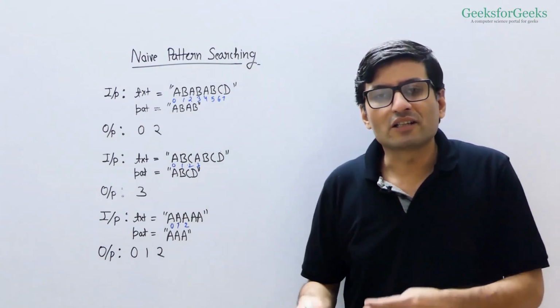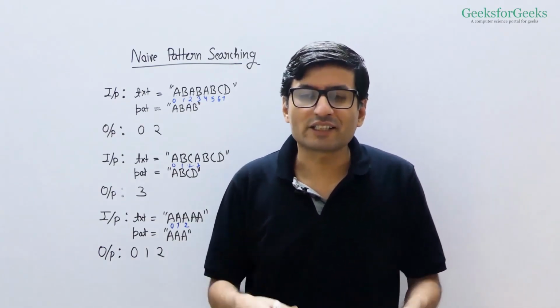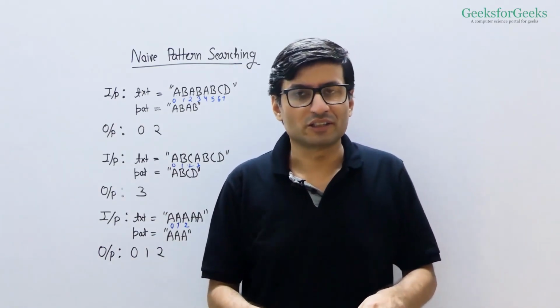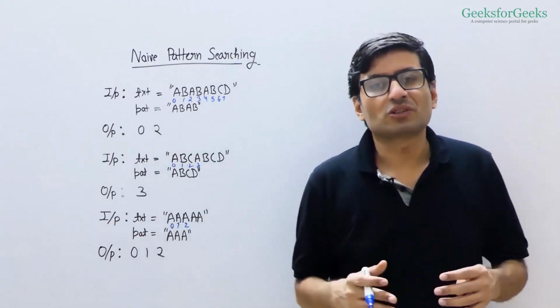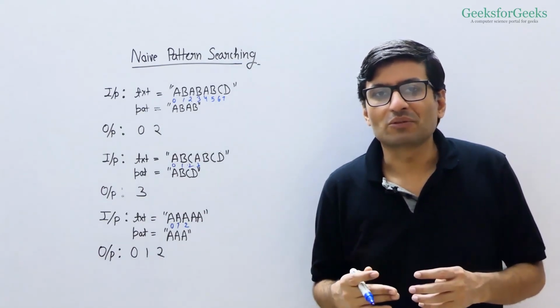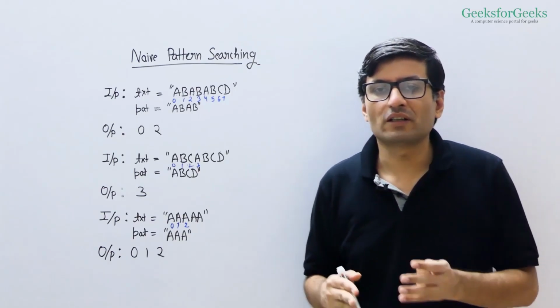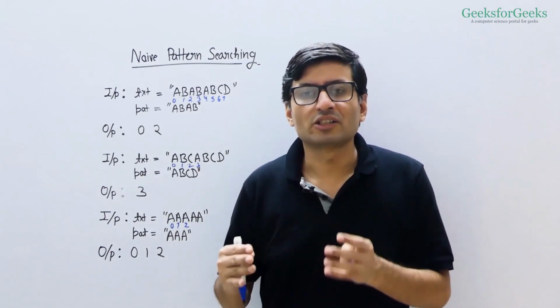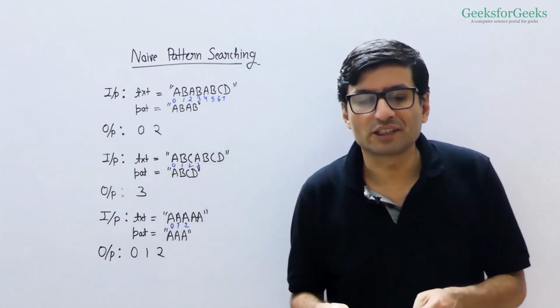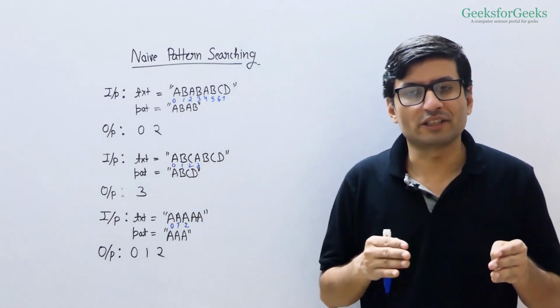And if your pattern does not appear in the text, then you don't need to print anything. Now please pause this video and try to write down a function that takes a pattern as an argument, a text as an argument, and prints all the indexes where this pattern appears in the text.